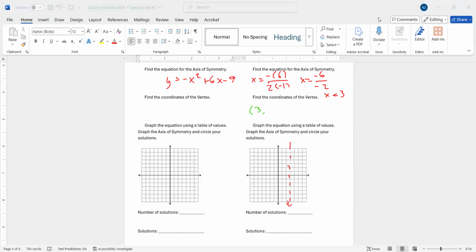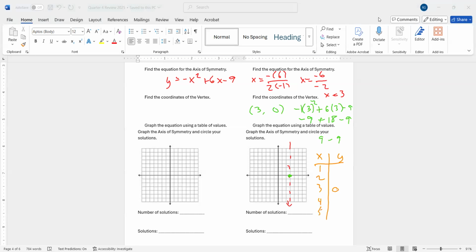Plug 3 in. Now this one's a little trickier to plug 3 in. The negative is there. I'm just taking x out. So that's like a -1 in front of 3 squared. So 3 squared is 9 times -1 is -9. 6 times 3 is 18 minus 9. So that's 9 minus 9, that's 0. So 3, 0 is my vertex. Switch to orange and get my other points. So 3, 0. Two numbers smaller would be 2 and 1.